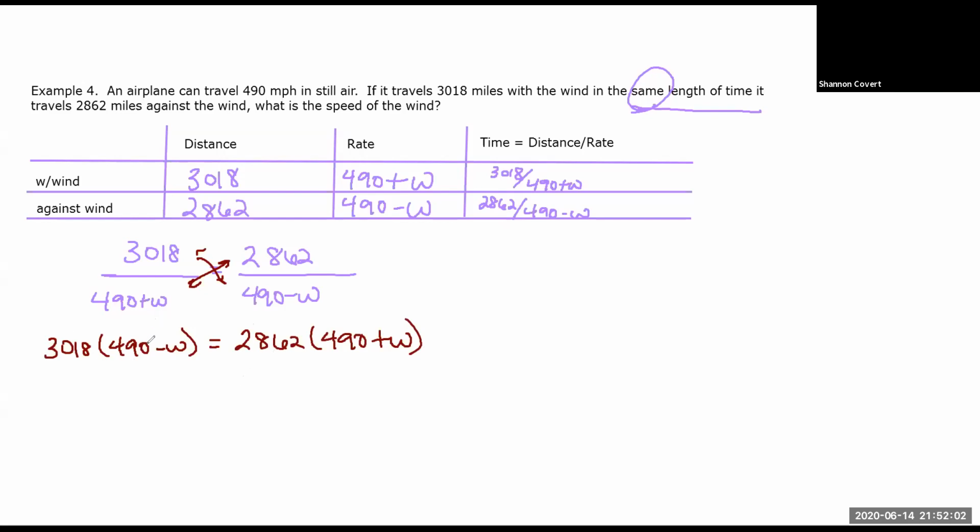3,018 times 490 is 1,478,820. 3,018 times a negative W is minus 3,018W. 2,862 times 490 is 1,402,380. 2,862 times W is plus 2,862W.